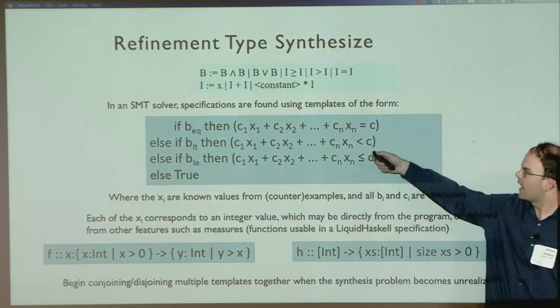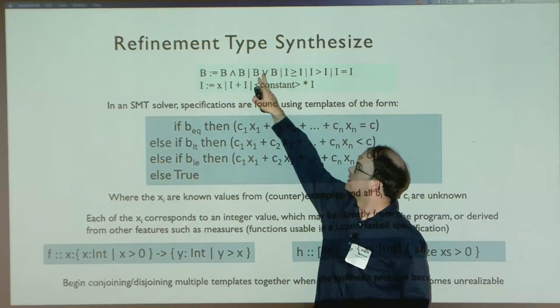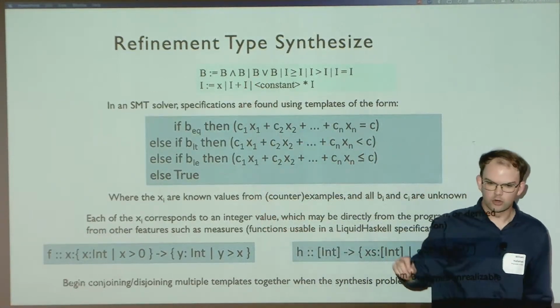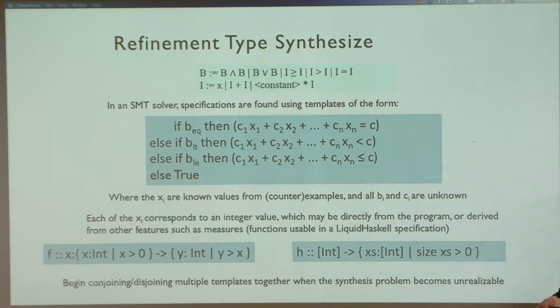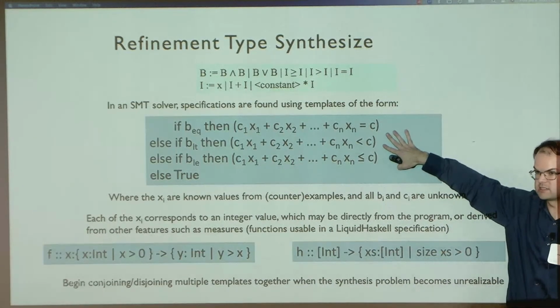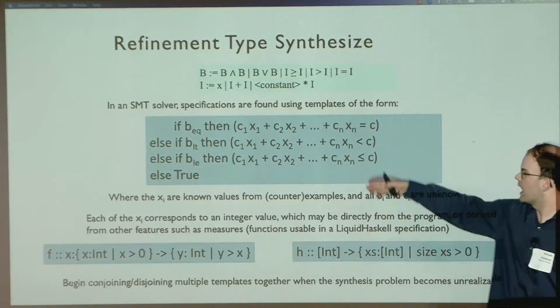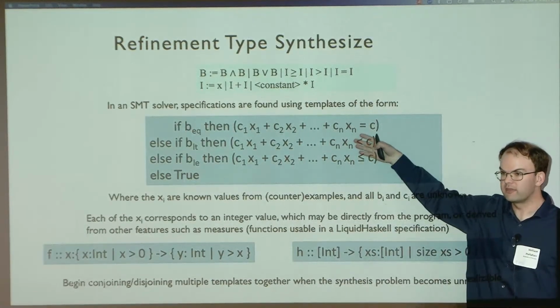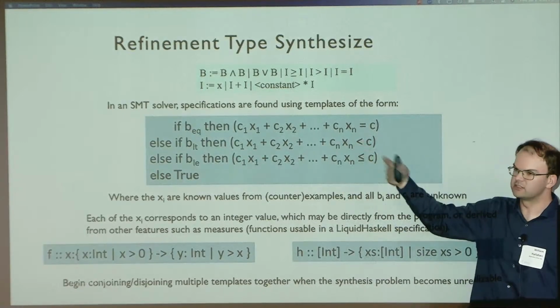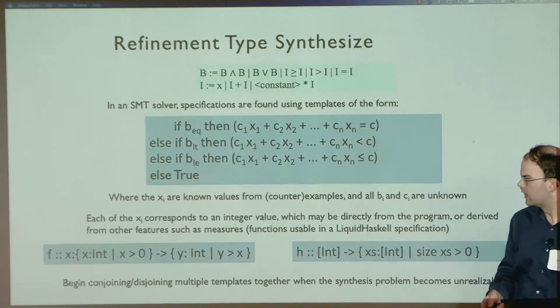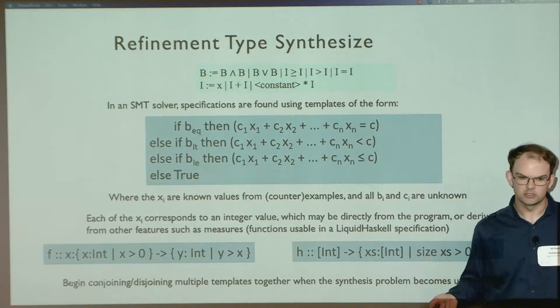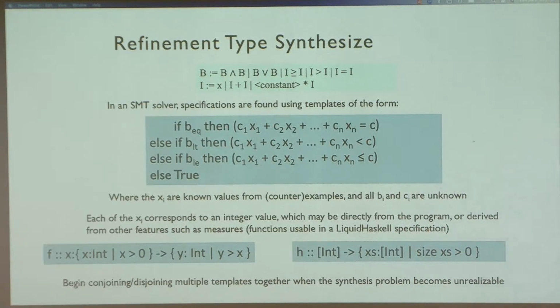In order to account for the possibility of conjoining or disjoining multiple LIA formulas, we slowly grow the size of the specifications in our SMT template over time. Initially, we begin with a template that just looks like this. But then if we can't find specifications that have this form, if the SMT problem returns unsat, we say, okay, what if we have this conjoined with another template that has the same shape? Or what if we have this disjoined with another template that has the same shape? By doing that, we can find conjunctions and disjunctions of LIA formulas.